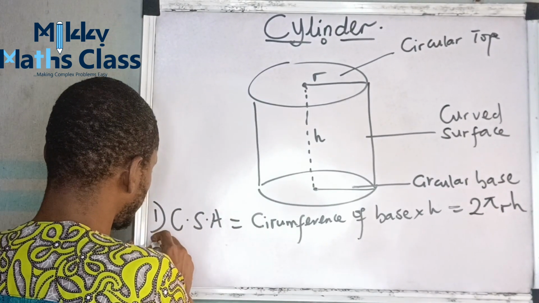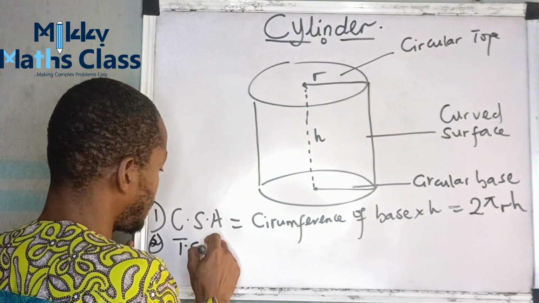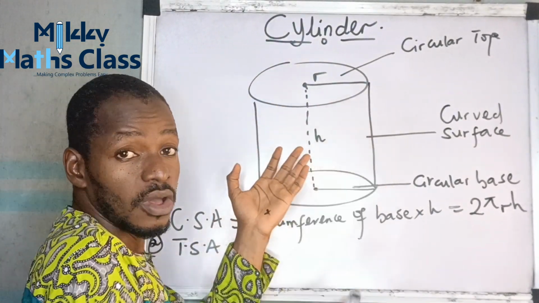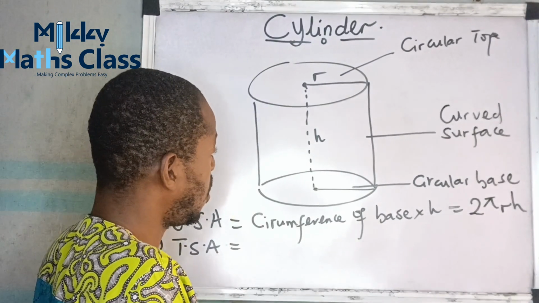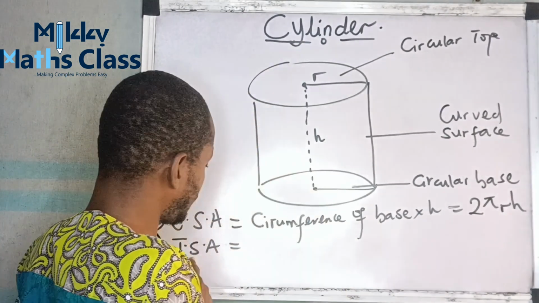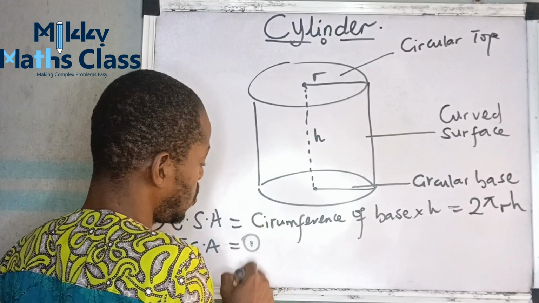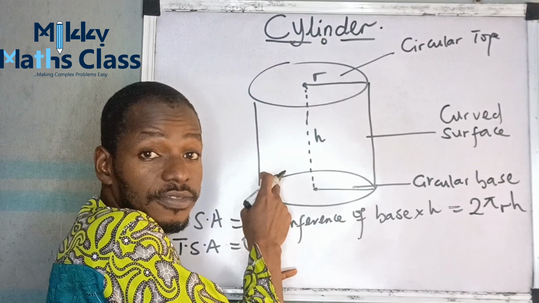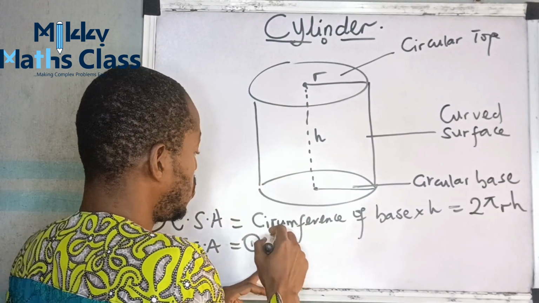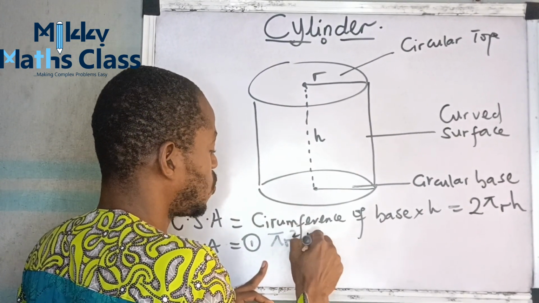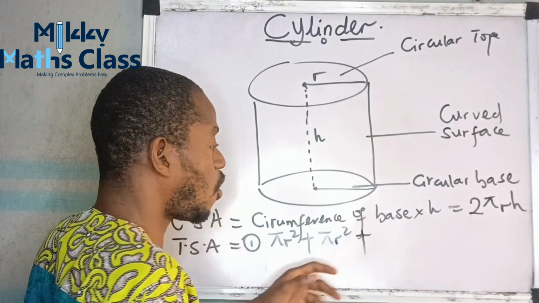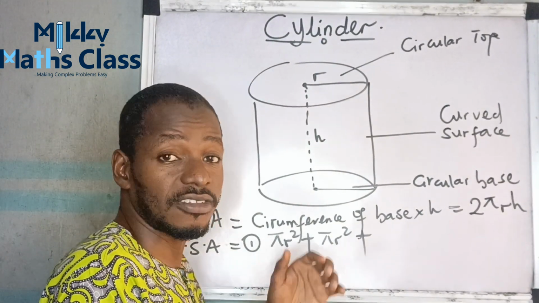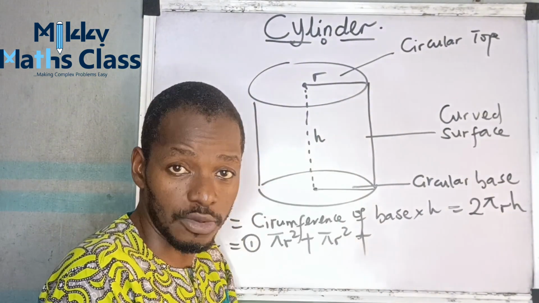Now, the second one, you can have the total surface area. The total surface area has two formulas. The first one, since these two tops are circles, it will be the area of the circle, and the area of a circle is pi r squared. So that means pi r squared plus pi r squared plus the curved surface area. This first formula is for when the cylinder is closed. That means both ends of the cylinder are closed.